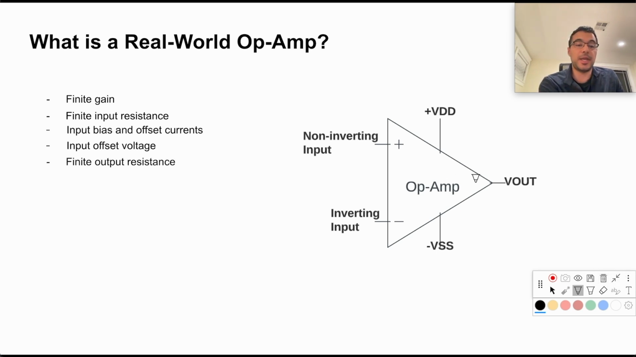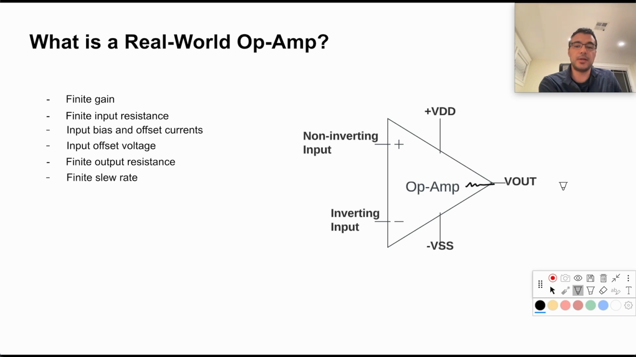An ideal op-amp has 0 output resistance, but a real-world op-amp has a finite output resistance. And what this means is that it doesn't have the ability to source as much current as you want. And if your load resistance is somewhere on the same order of magnitude as your output resistance, then you could have a serious voltage drop across it and cause serious issues to your negative feedback circuit.